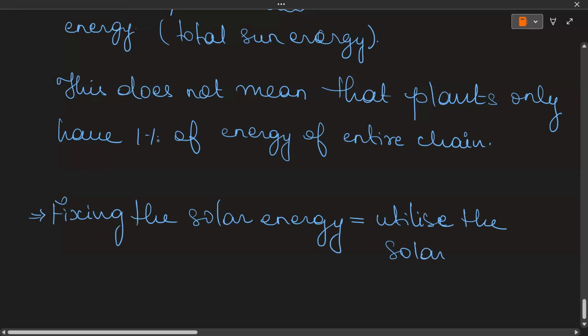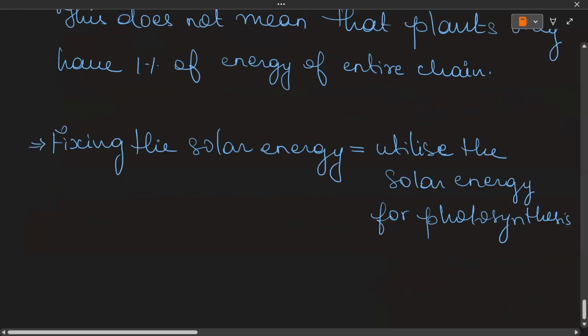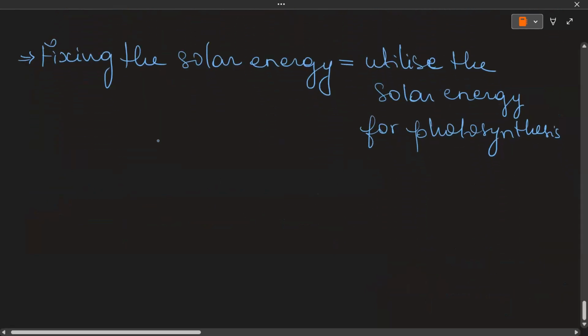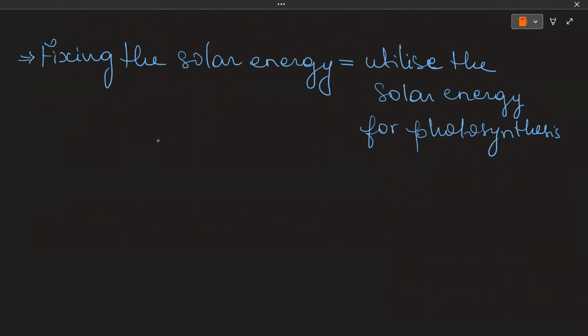And why would the plant use the sun energy? To make food, like in the presence of heat, for photosynthesis, isn't it? Yes, ma'am. Exactly. So the fixation of solar energy means doing the process of photosynthesis, meaning using the sun's energy for the method of photosynthesis, obviously in the presence of chlorophyll, right? And in the presence of carbon dioxide, right? Yes, ma'am. So then what happens?